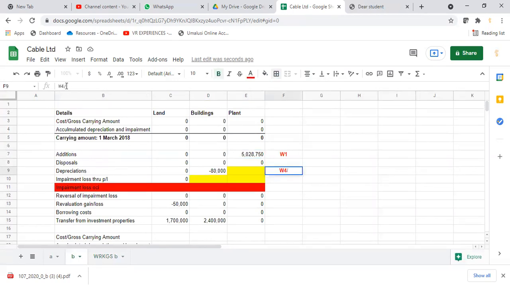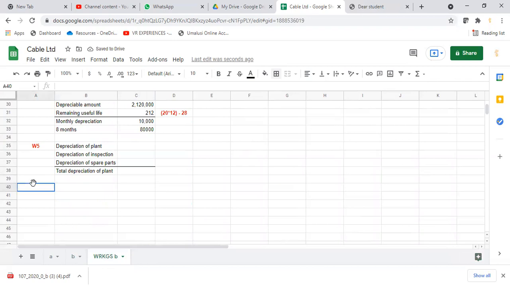Now to get to working 5, we're going to have different numbers. For example, I'm going to work out inspection, and that's going to be working 6. For working 6, the inspection, they told us the cost of inspection was estimated to be 60,000. We know the useful life is 2 years. They told us that useful life is 2 years. So annual depreciation.